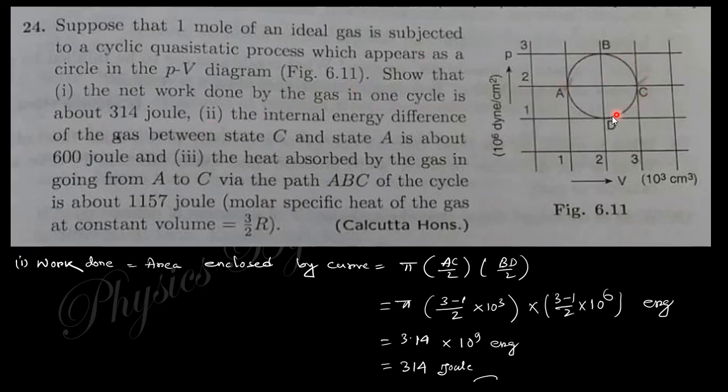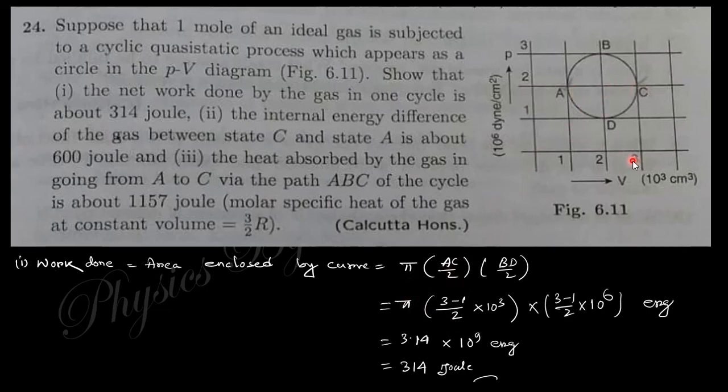So for this one cycle, the net work done will be 314 joule. You need to find that out. You know the work done during a cyclic process is the area enclosed by the curve. So the area of this curve will be pi into, this is like an ellipse, so pi AB, like that. So pi into the semi major axis and the semi minor axis.